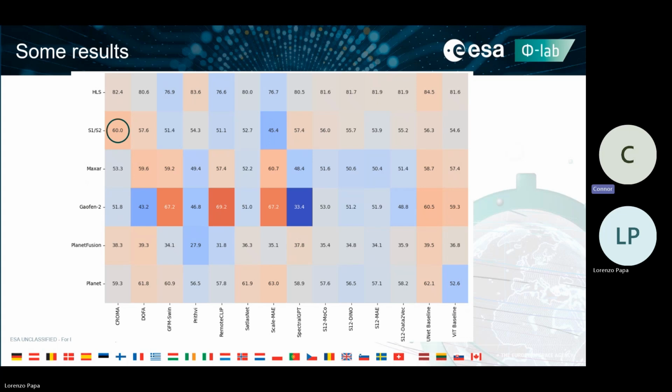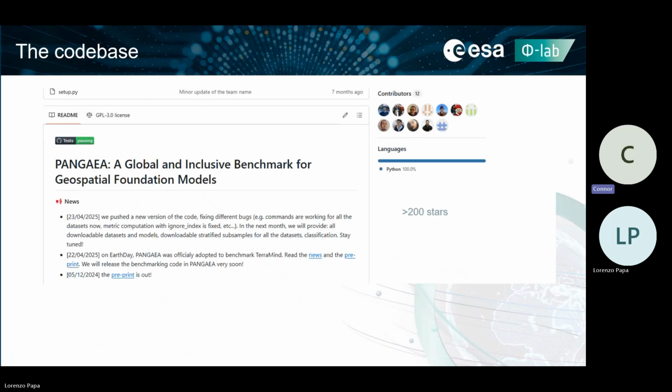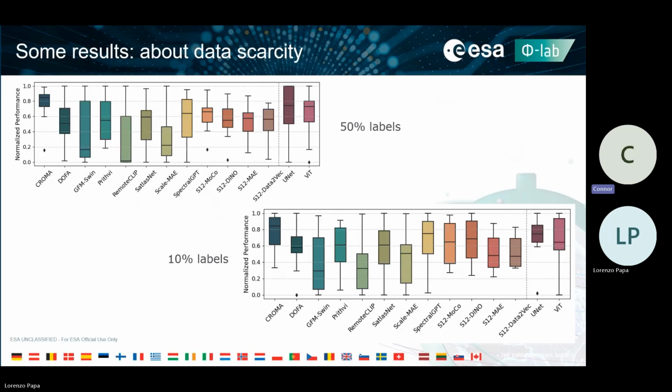As you will notice, similar performance also comes from RemoteCLIP models that are trained on this specific class. However, we also studied what happens when we reduce the labels for such models. We can still note that if we reduce the amount of labels, the UNet and the vision transformers in general perform quite well, but Chroma still keeps very good performance when we reduce the amount of labeled samples that we give it.